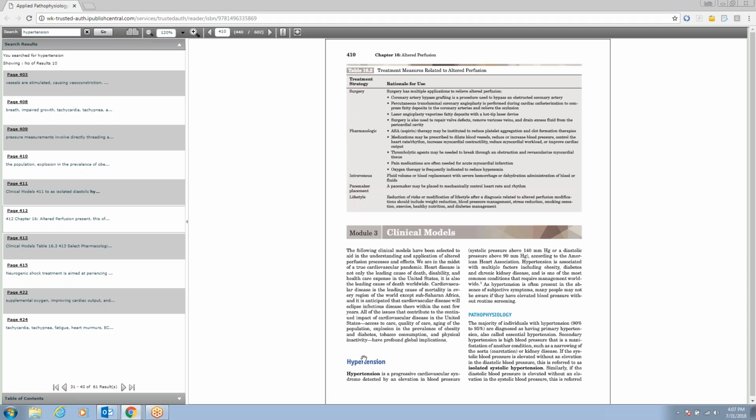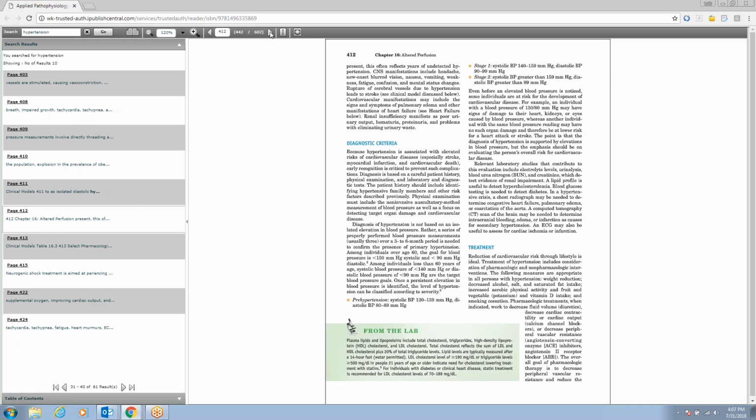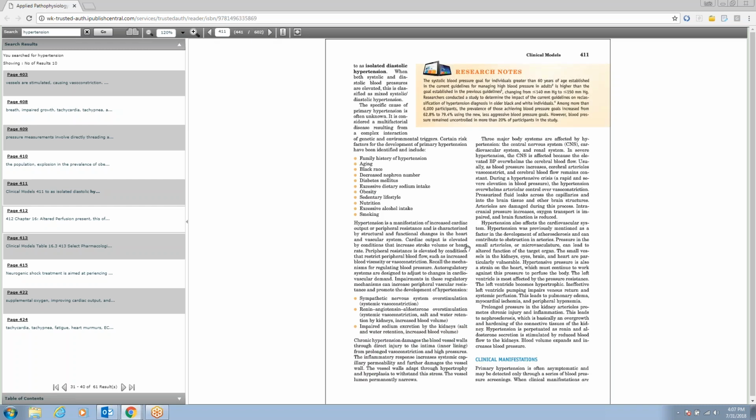Oh, guess what? Hypertension is a clinical model. So in chapter 16, it's going to spell it all out. It's got the pathophysiology and everything. So hypertension, I will not be able to do for my paper. So I'll have to pick something else.